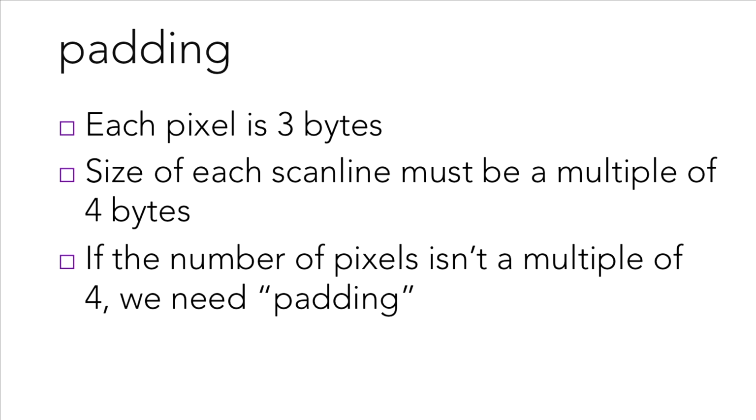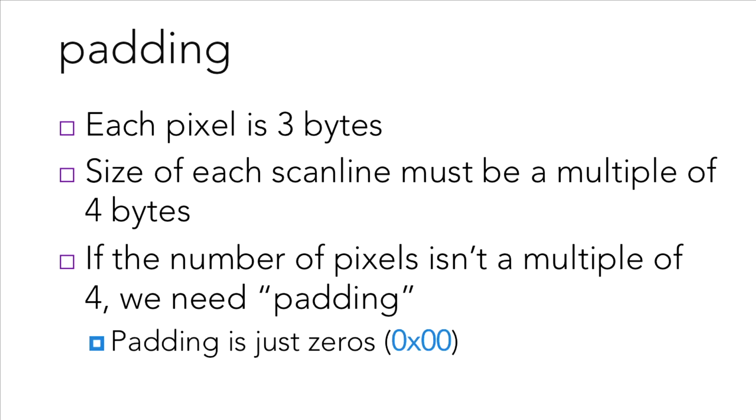What is padding? Well, every RGBTRIPLE pixel is 3 bytes long, but the scan line for a bitmap image has to be a multiple of 4 bytes. And if the number of bytes isn't a multiple of 4, then we need to add this padding. Padding is just represented by zeros. So how do we write or read this? Well, it turns out that you can't actually fread padding, but you can calculate it.